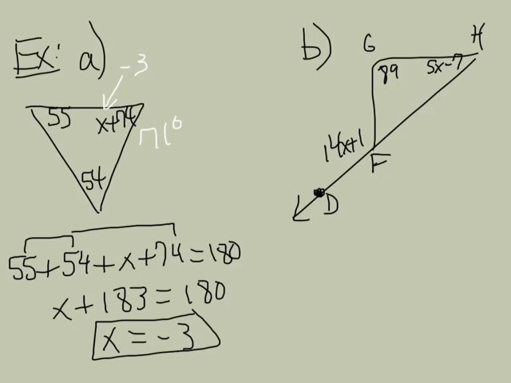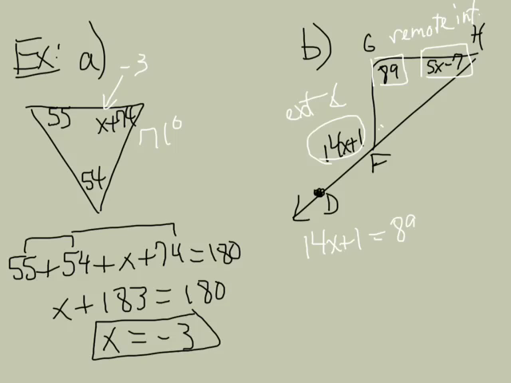This one, we have to make sure to identify what type of angles we have in a triangle. The key thing is this one right here, the 14x plus 1, the exterior angle. It's outside. These 2 right here are not adjacent. This would have been the adjacent one right here. So these are remote interior angles. We've got to use the exterior angle theorem, which says the exterior angle, 14x plus 1, is equal to the sum of the other 2, the remote interior angles, 89 plus 5x minus 7.